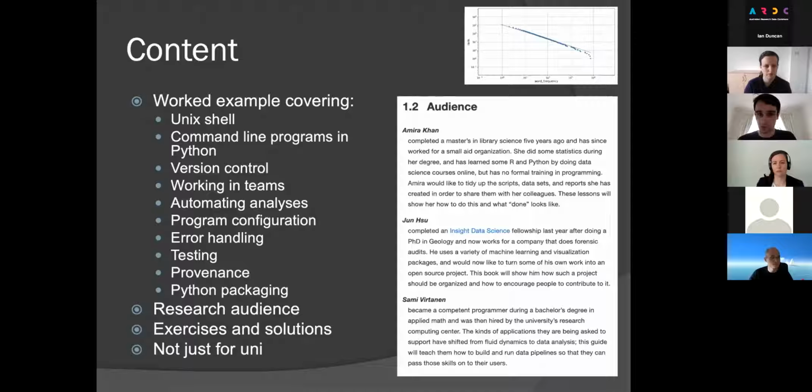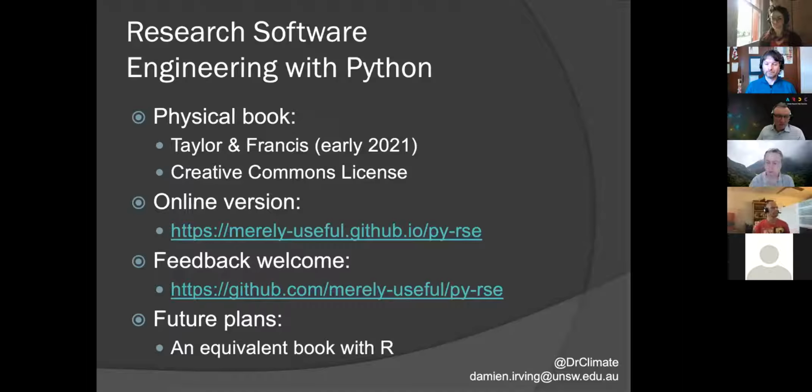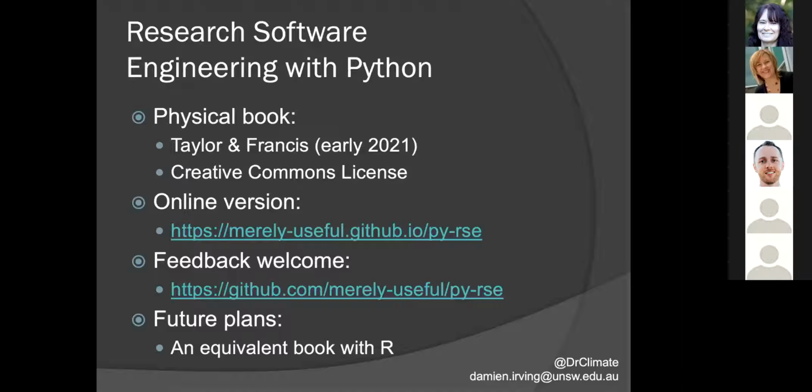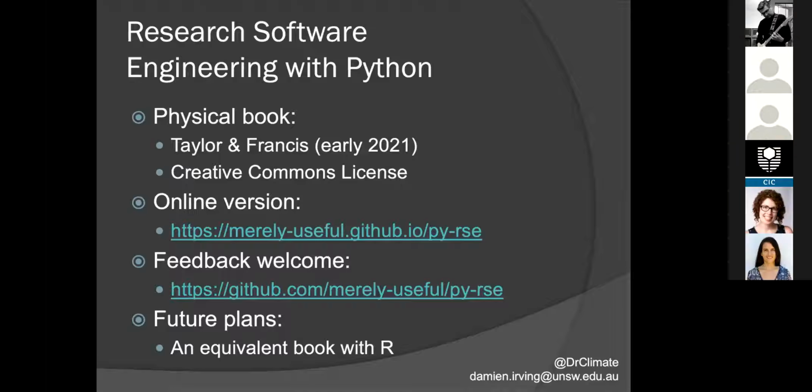The title of it is Research Software Engineering with Python. It'll be published in early 2021 with Taylor and Francis, but it's a really cool thing: they let you do it with a Creative Commons license. So the online version will still be up even when the book is published. It'll still be on GitHub, and we can still take contributions and continue developing the book as we go along.